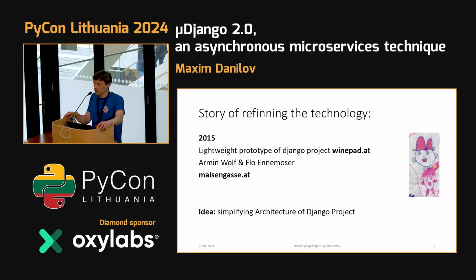In 2015, I started a successful data lake for alcohol in Europe, and the prototype was created by two smart people, Armin Wolf and Florian Enmoser. They created a prototype for my project based on the ideas of Lightweight Django. The idea was that they offered me a very simple Django project. Simple, I mean the structure of the project was very simple.